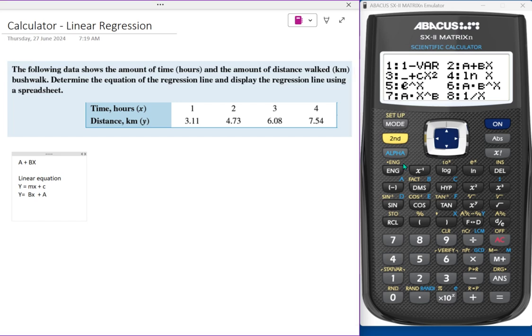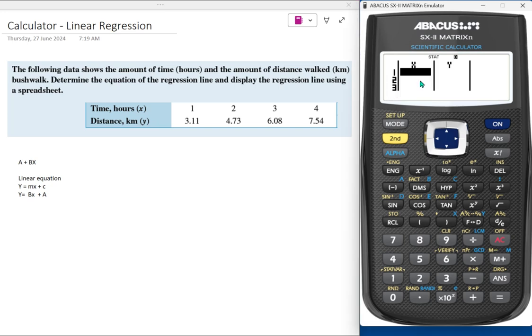Okay, back to your calculator. Let's go number 2 for a plus bx. And we should get a table that looks like the table in our question. So the question has actually helped us out because it's labeled time in hours as the x and distance in kilometers as the y, but that's not always going to be the case. Sometimes it might be money and time, it could be time and hours worked, it could be a whole variety of things. You need to firstly work out which one is the dependent and which one is the independent variable.